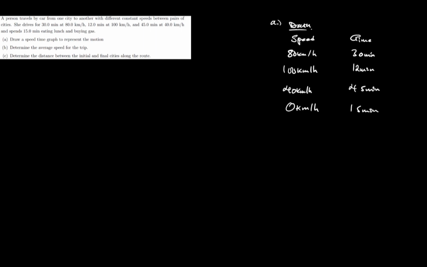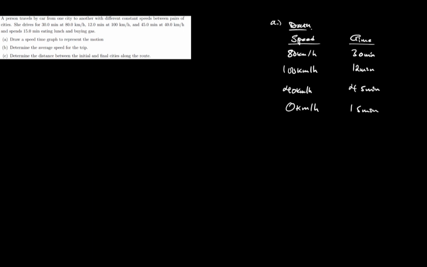So we have the speed and the time: 80 kilometers per hour, 100, 40, and 0 kilometers per hour. When drawing a speed time graph, the first thing to bear in mind is that you have to balance the units. The speeds have kilometers per hour, but your time is in minutes. So we need to convert either the hours on the speed to minutes, or just convert the minutes to hours.